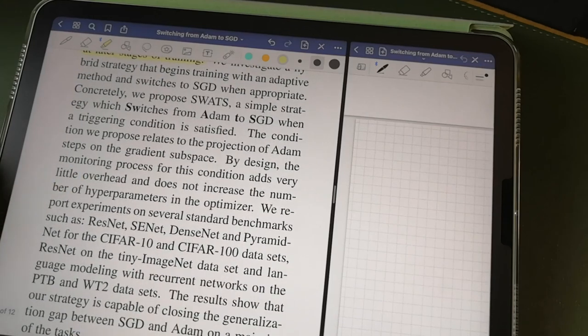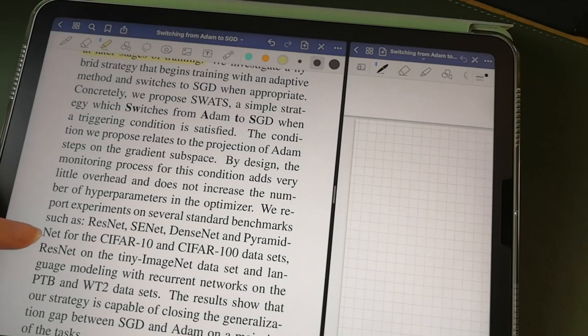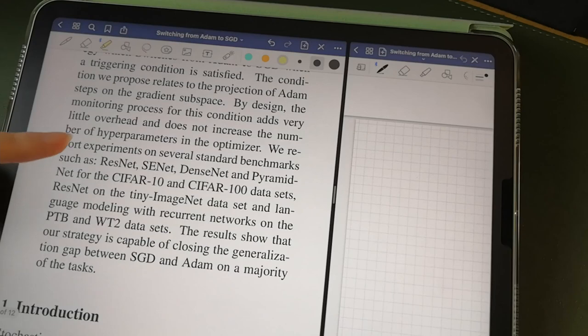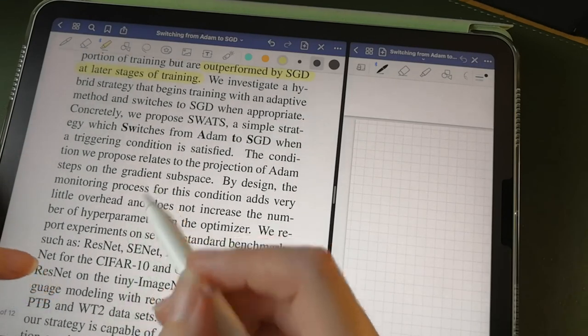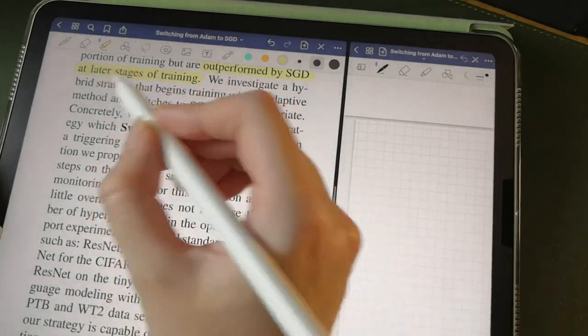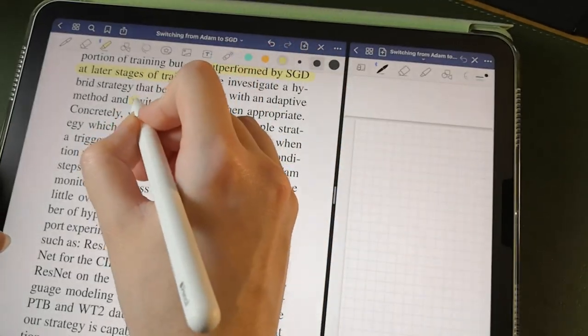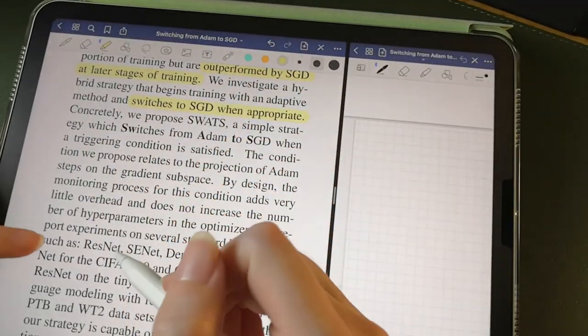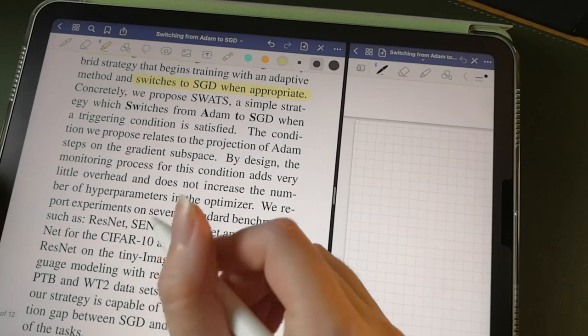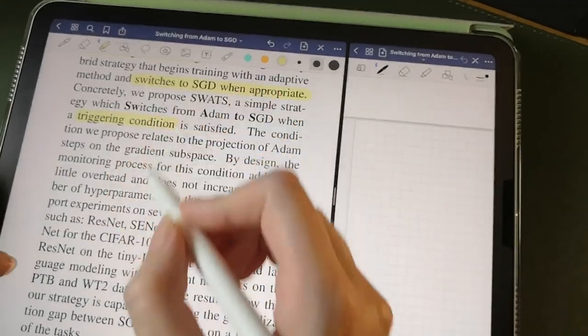Concretely, we propose SWATS, a simple strategy which switches from Adam to SGD when a triggering condition is satisfied. The condition we propose relates to the projection of Adam steps on the gradient subspace. By design, the monitoring process for this condition adds very little overhead, does not increase the number of parameters in the optimizer. Okay, so switches to SGD. Something about a triggering condition.